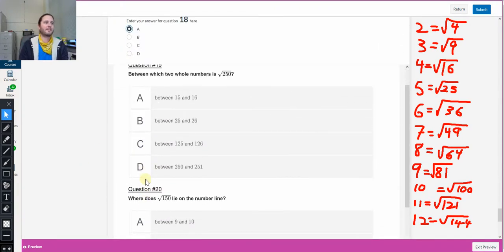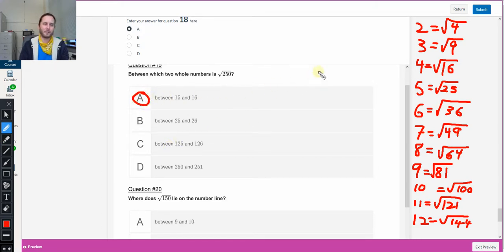For number 19, it's asking between which two whole numbers is the square root of 250? Square root of 250, well, we know it's definitely got to be more than 12, but is it really going to be all the way up at 25? No, it would be A.